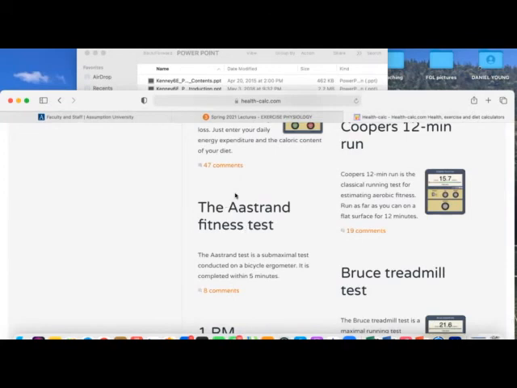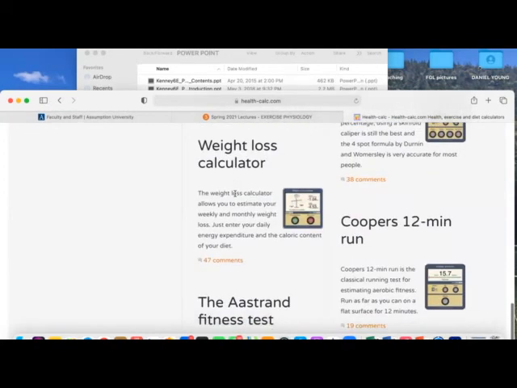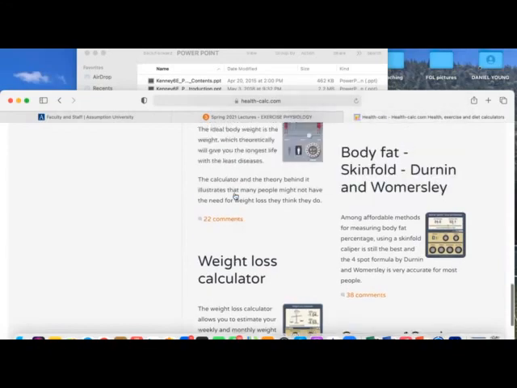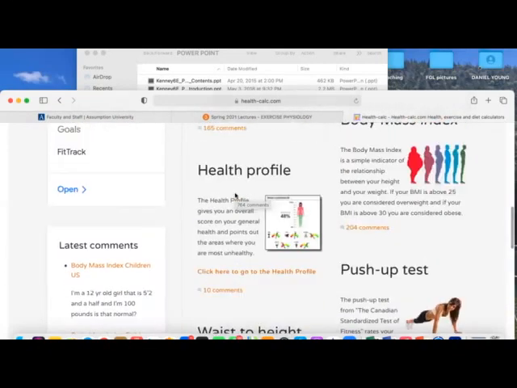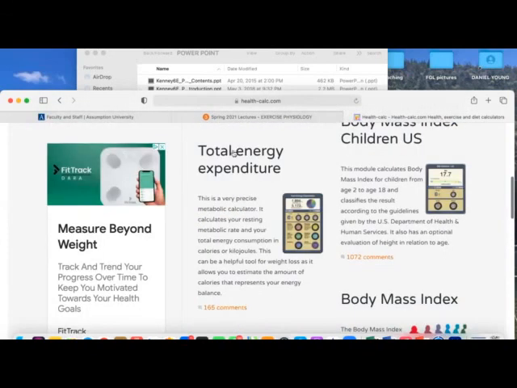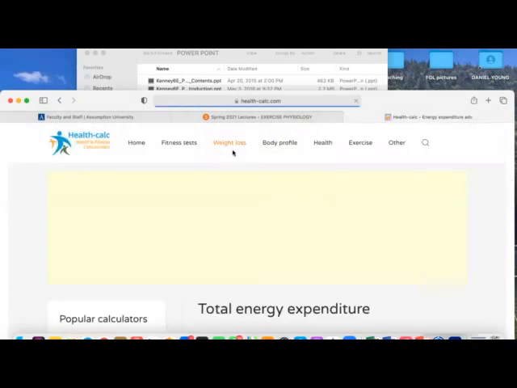I don't have a bicycle ergometer, so I'm not going to teach you the Astrand-Rhyming fitness test. We're going to do the Queens College step test. All you need is like a stair. But in any event, there are these pretty cool tests that you can do. But this one here, this total energy expenditure calculator, is really useful, I think.